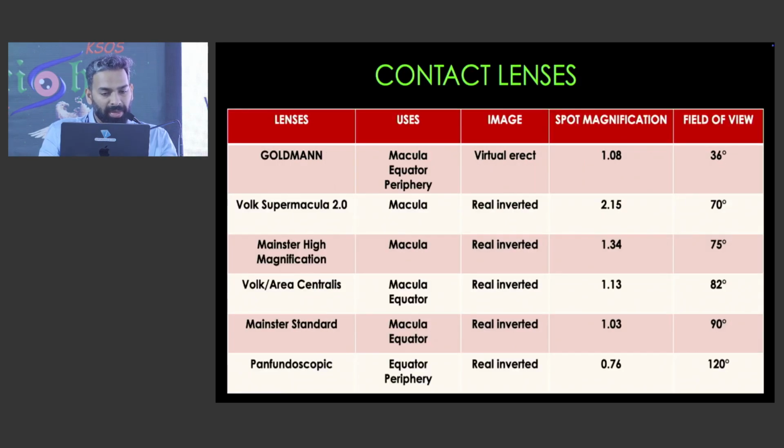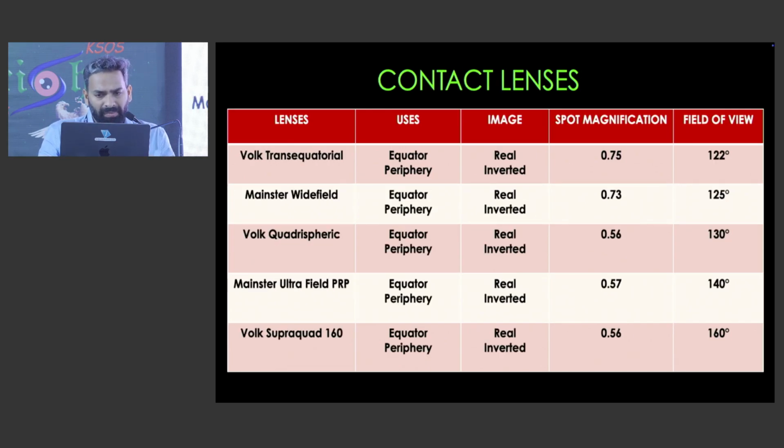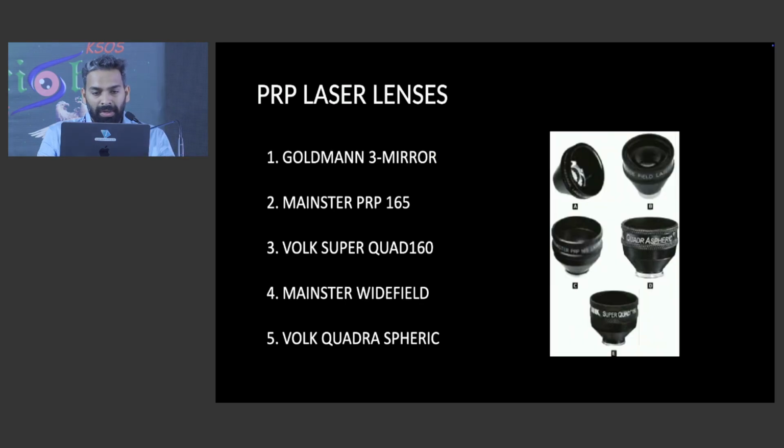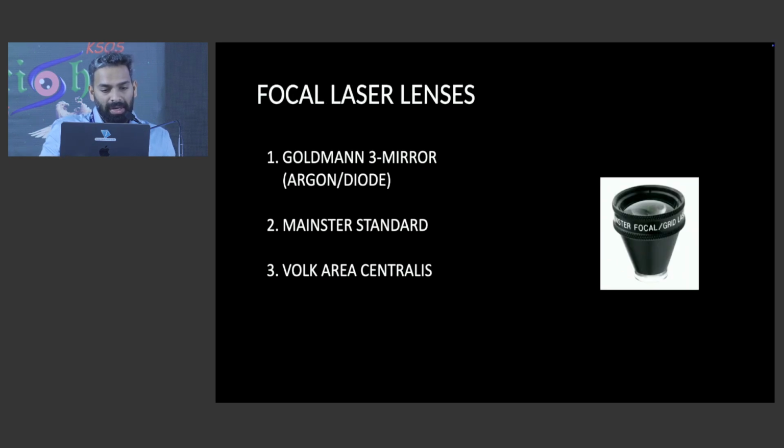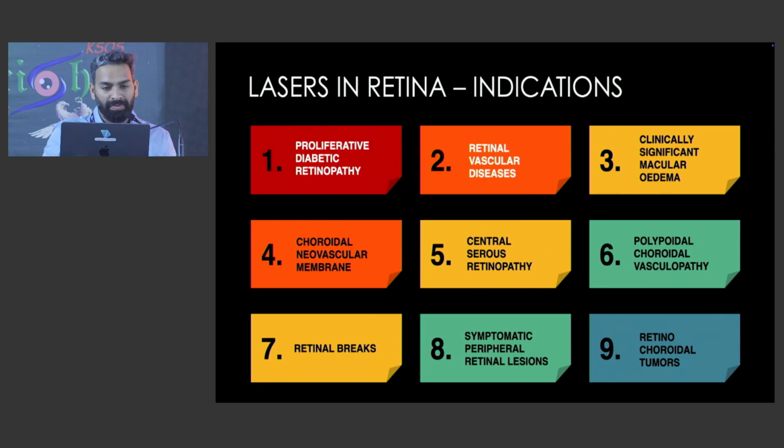These are the various types of lenses that we have. Special mention to the Volk Area Centralis that we can use for focal laser. Then we have the Mainster 160 or a Super Quad 160, which you can use for PRPs. There is also the Goldmann three mirror, which can be used if you have that. But the Mainster PRP 165 you can use up to the periphery. For focal laser to the macula, again, the Volk Area Centralis and Mainster standard can be used.